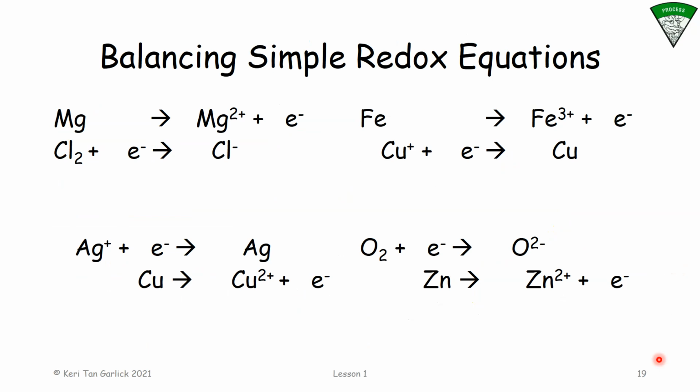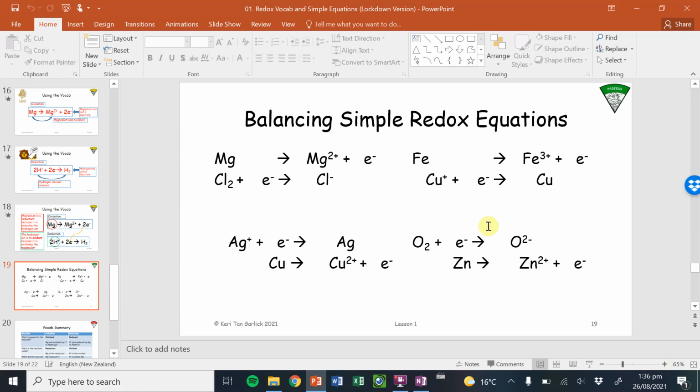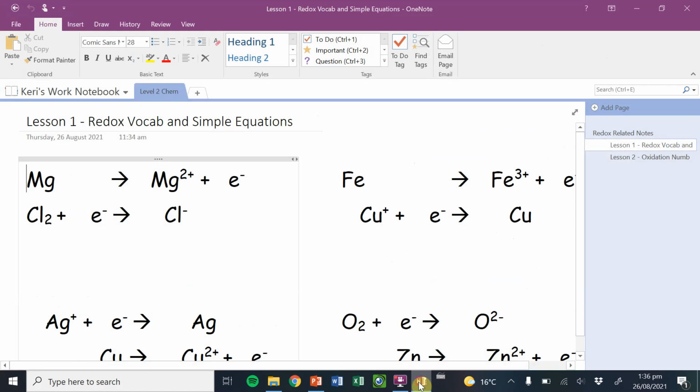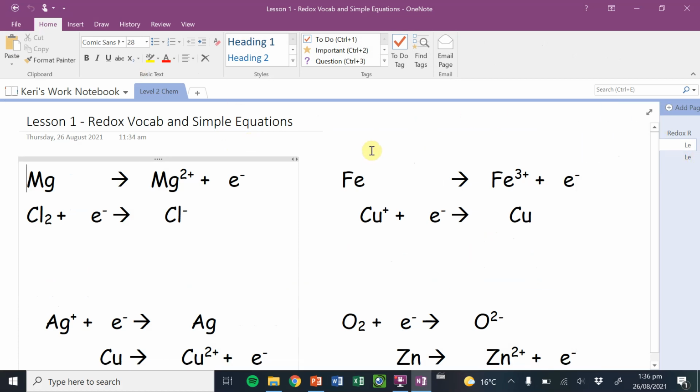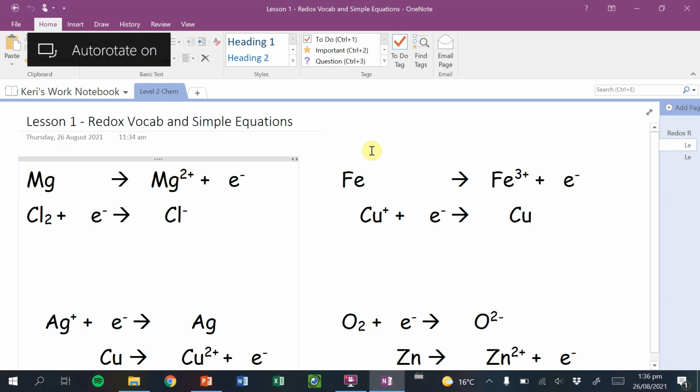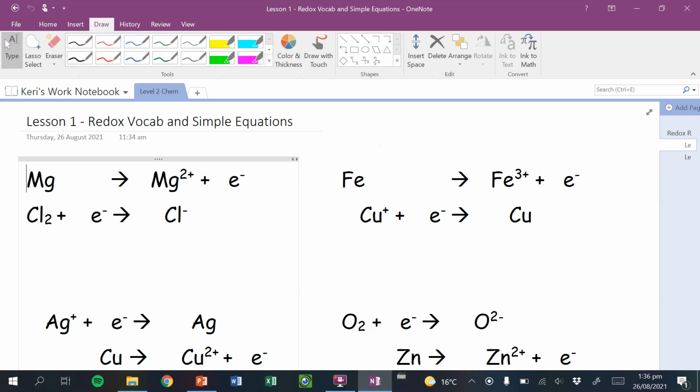Cool. So now what I want to do is move on to my OneNote so I can show you how to use that vocabulary and how to balance these equations. This is the second half, the simple equations that we're looking at. Let me pull that up. I might make that a little smaller so it's not in our way, and I'm going to get my pen and start writing. Cool, and let's do some drawing.